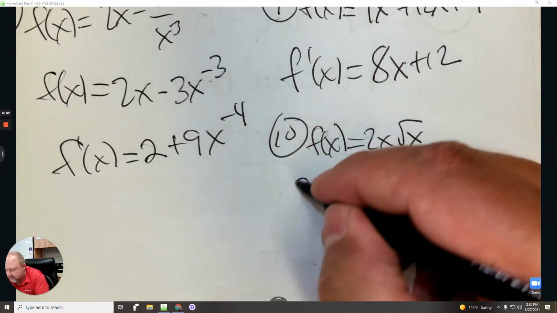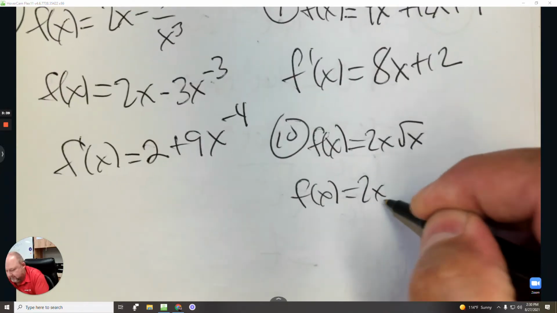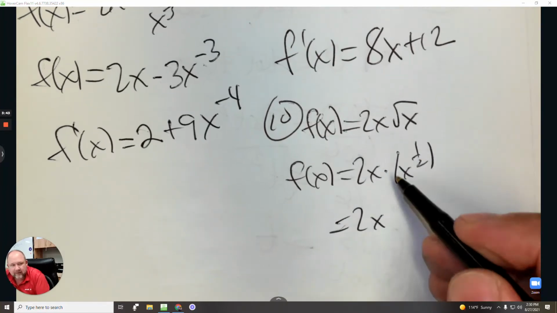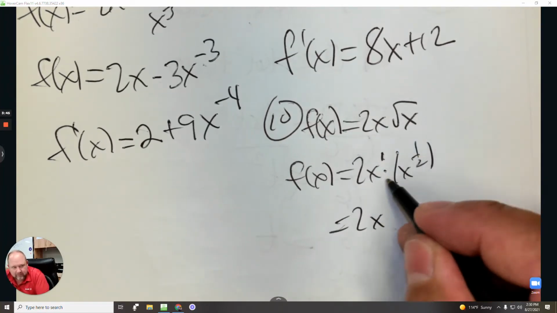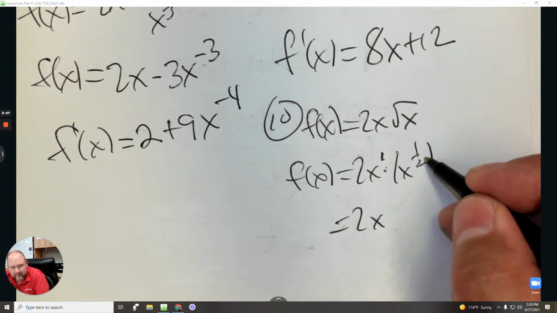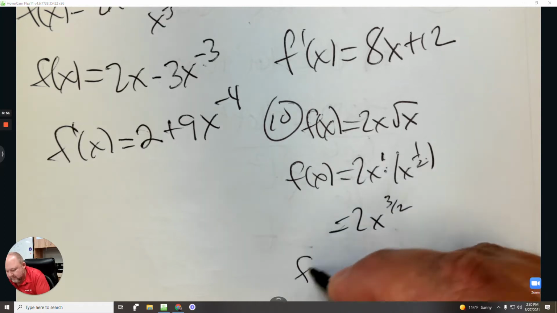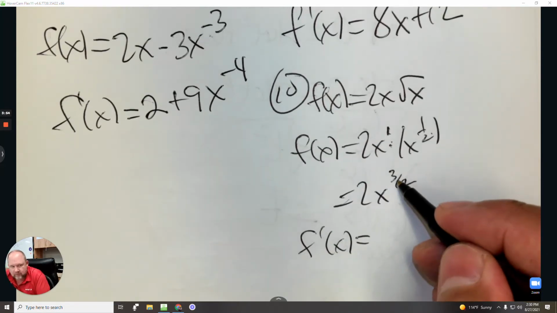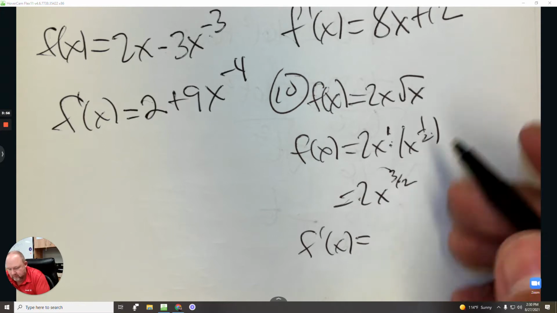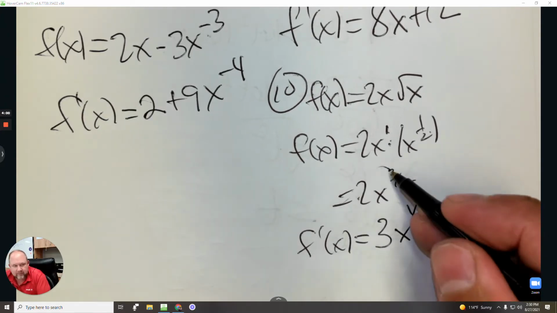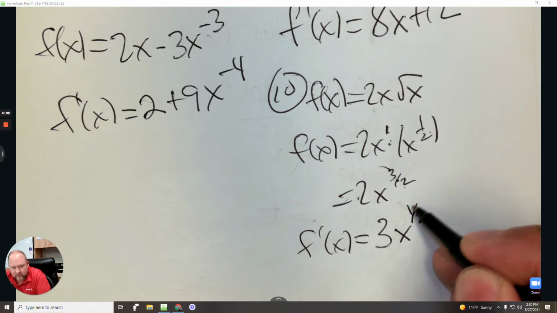Alright, for number 10, I'm going to write this calculus friendly. That's x to the 1/2. And then we multiply it together. We add the exponents when we multiply it together. That's 1 plus 1/2, 3 over 2. Now, take the derivative. So 3 over 2 times 2, the 2's cross out. And then subtract 1 from the exponent. Remember, it's 3, take away 2, so it's 1 over 2.